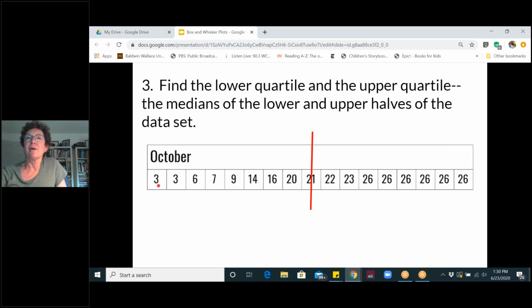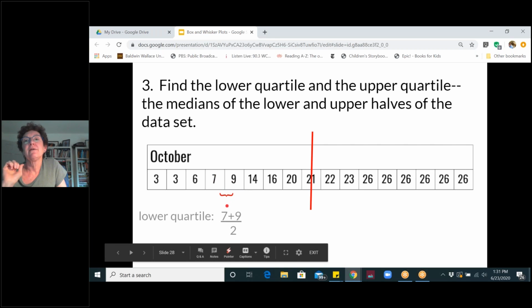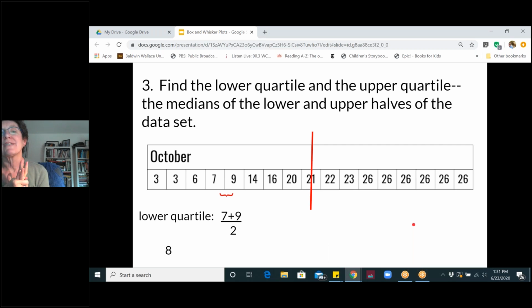And let's see, what is our lower quartile? 1, 2, 3, 4, 5, 6, 7, 8. We've got an even number again. So we're going to have to find the median by doing an average. So 7 plus 9 is 16. Divide by 2. That means our lower quartile is 8. Well, that makes sense because 8 is exactly in the middle of 7 and 9.